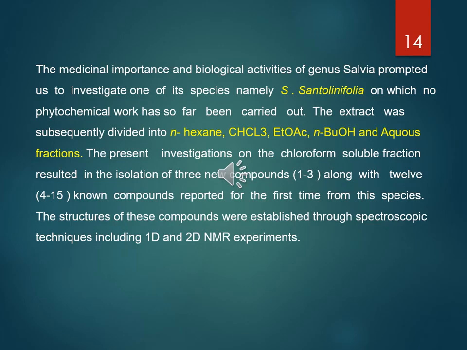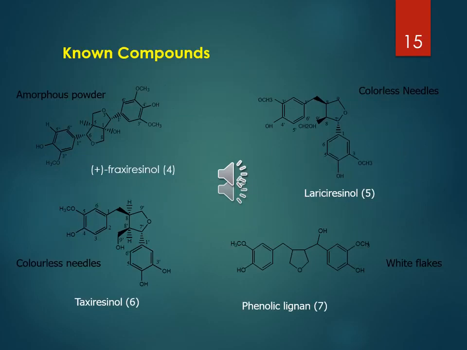So, the extract was subsequently divided into hexane, chloroform, ethyl acetate, N-butanol, and aqueous fractions. The present investigation of the chloroform soluble fraction resulted in the isolation of 3 new compounds along with 12 known compounds reported for the first time from this species. The structures of these compounds were established through spectroscopic techniques including 1D and 2D NMR experiments. These compounds have been reported and isolated from Salvia centralinifolia. All these molecules are lignans.